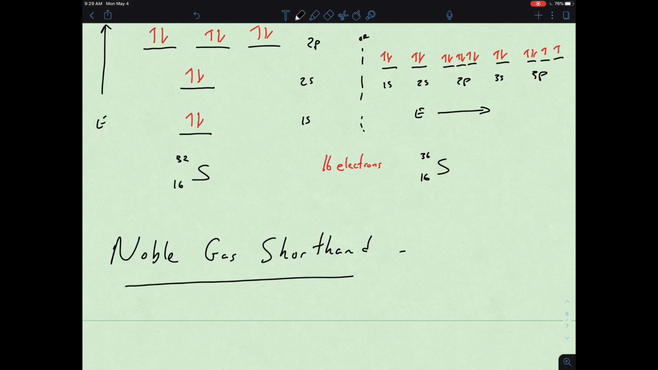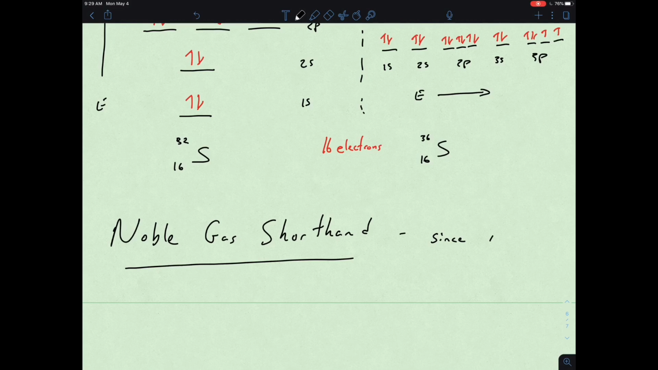So it does become a bit of a pain, though, I'll be honest, especially when you get to elements further down on the periodic table, because you're writing this again and again and again: 1s2, 2s2, 2p6, 3s2, 3p6, 4s2, again and again. So there is a shorthand way of getting around that.